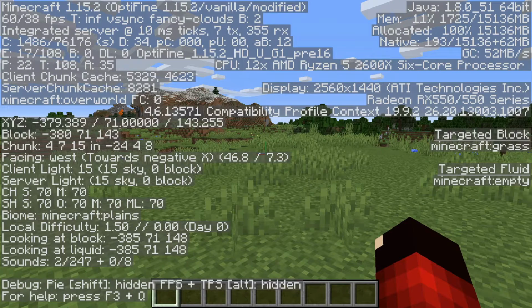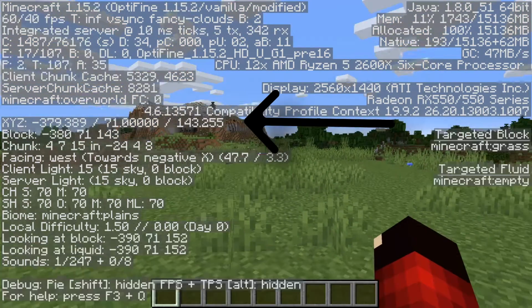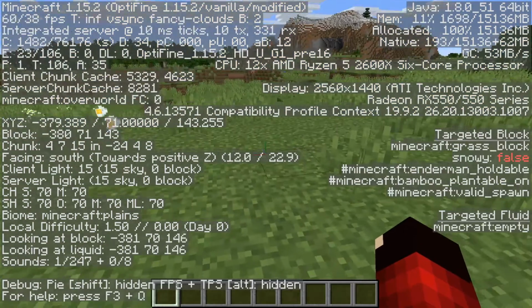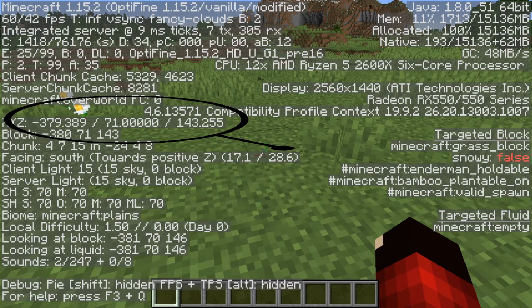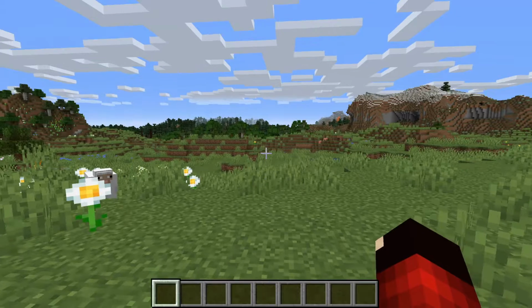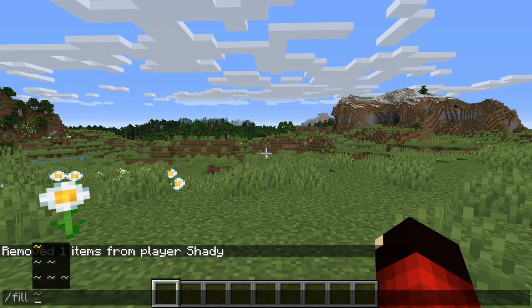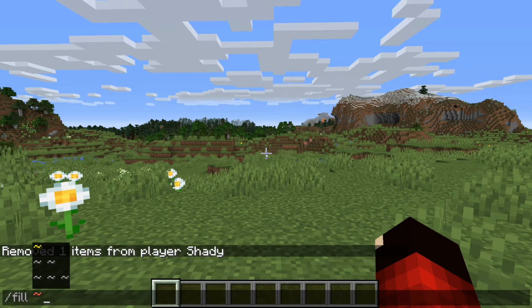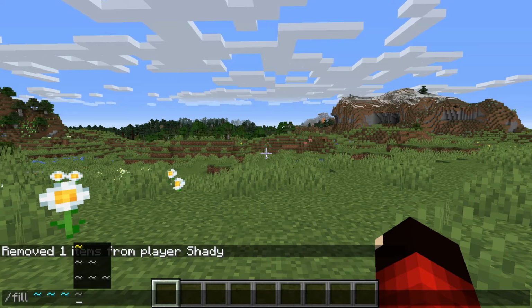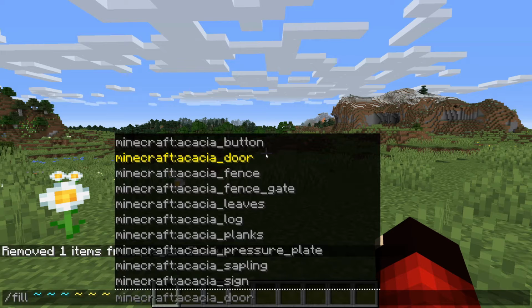You can get the coordinates on the top left-hand corner, somewhere around the top. It's more near the middle. Anyway, so I'm at x negative 379, y 71, and z 143. So if I just type in slash fill, you'll see that once I press spacebar, I get these squiggly lines, and that's because I'm not looking at a block. If you press tab, it can autofill for you, and if you press tab again, it'll move to the next one, and then the next one, and so on. And once I press space again, it'll happen again. I'll just press tab 3 times, and then type in a block of choice.